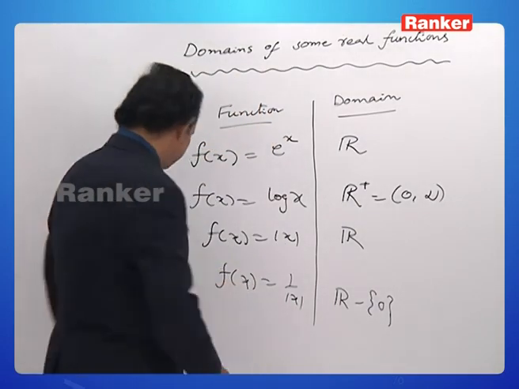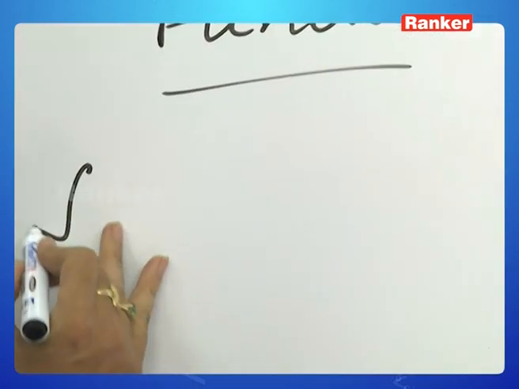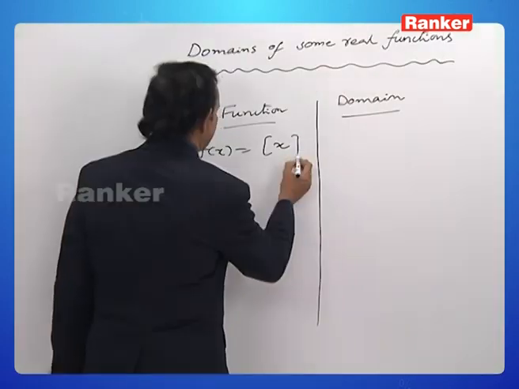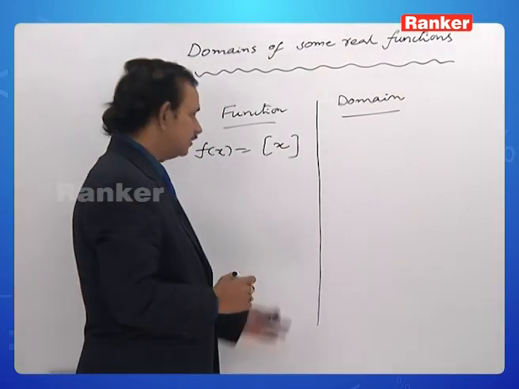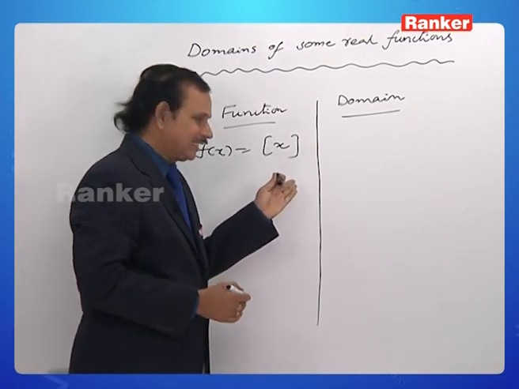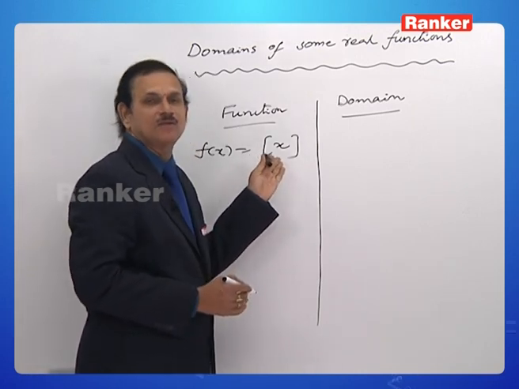Next one, f of x is equal to the integral part of x. This is read as the integral part of x, or the greatest integer less than or equal to x.